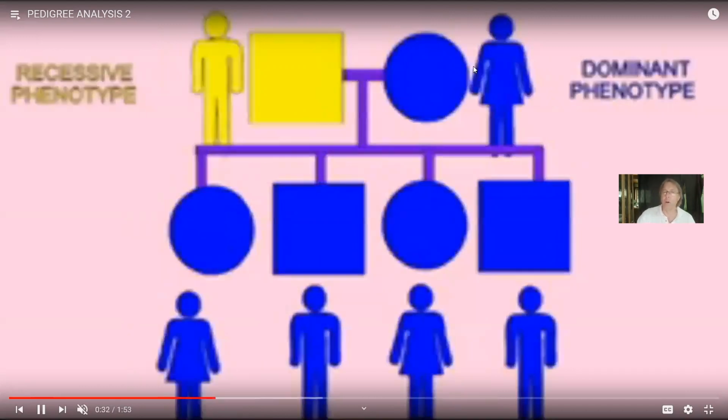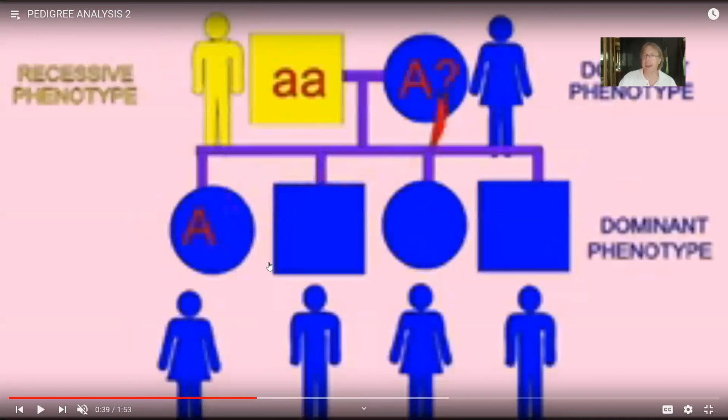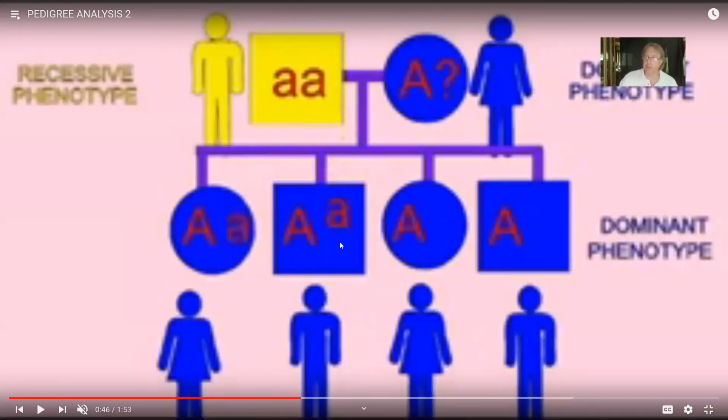Now, what is then the genotype of the other ones? Well, because all of these individuals are blue, we know that they have a dominant allele. That's what gives them the dominant phenotype. These individuals, we know that they have to have a recessive allele, because look at their father. Their father is homozygous recessive.